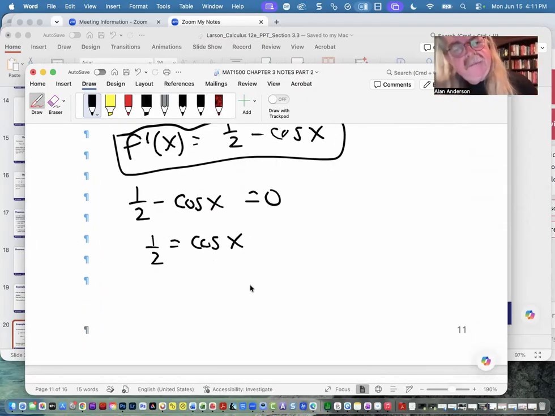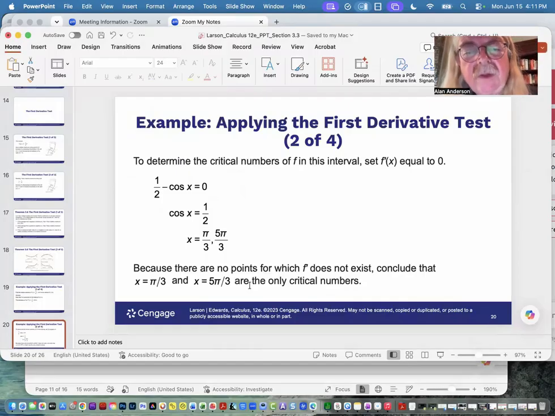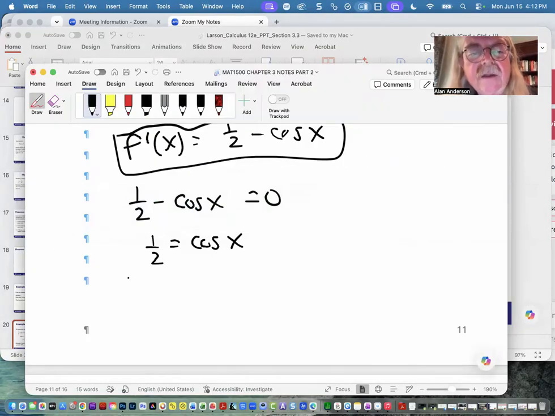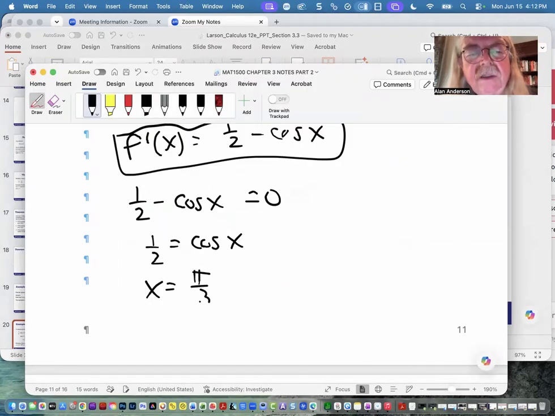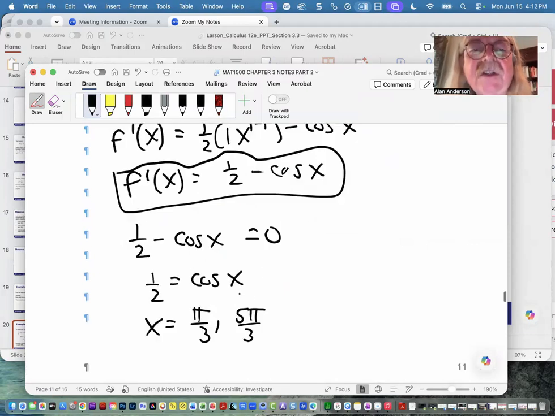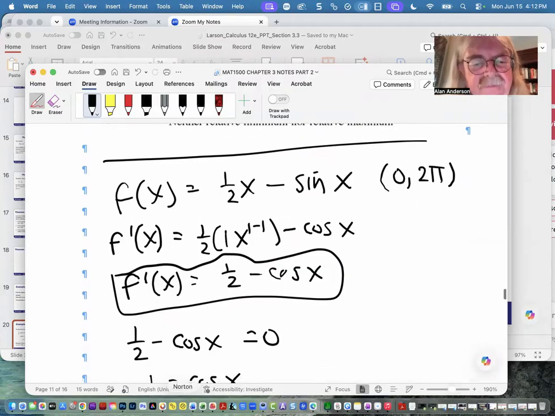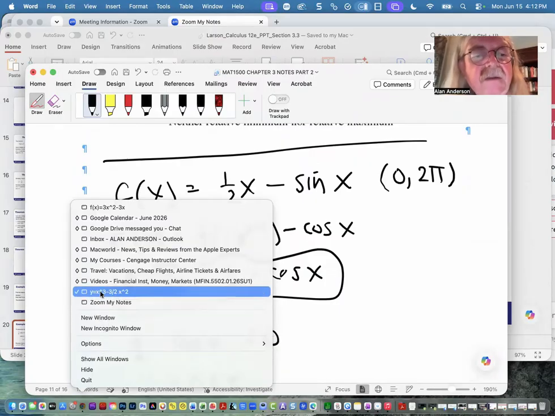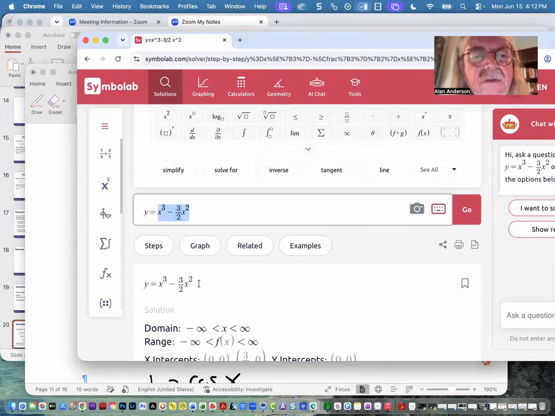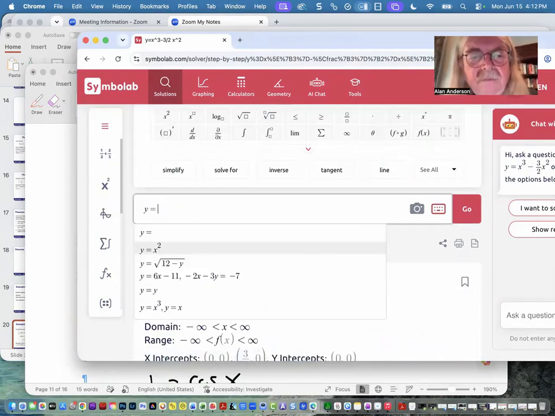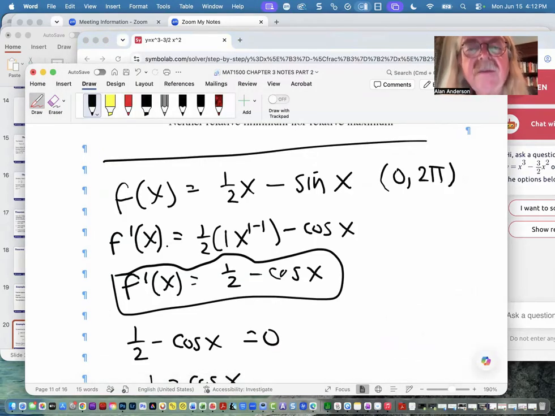All right, so they're telling us that in terms of radians, the 2 points we need are pi over 3 and 5 pi over 3. So I'll tell you what, I think we could stand to take a look at this function in Symbolab. It's going to be very difficult to visualize what it looks like. 1/2 x minus sine x.